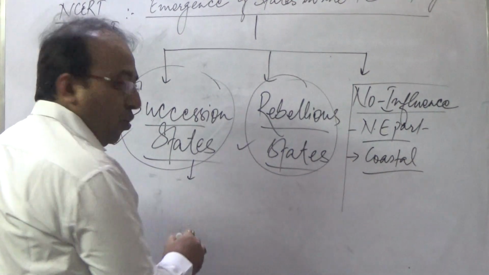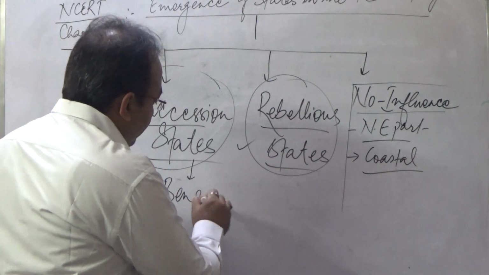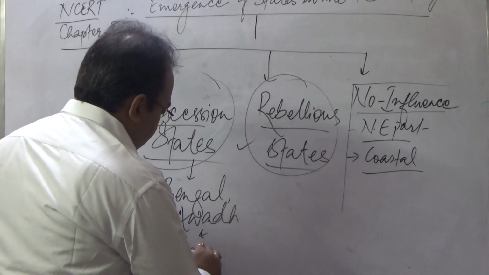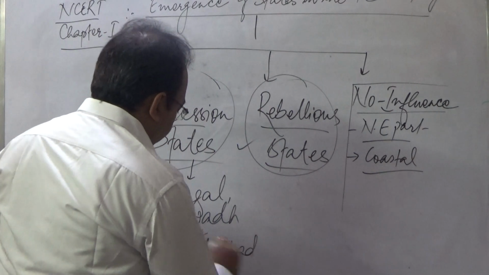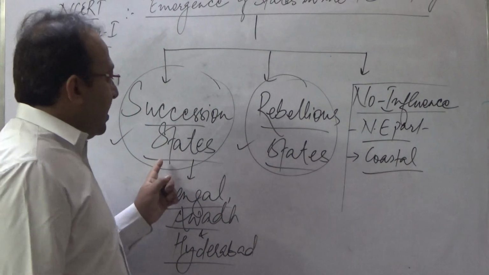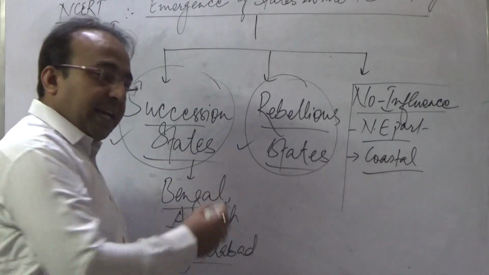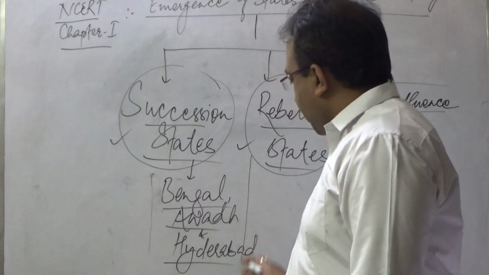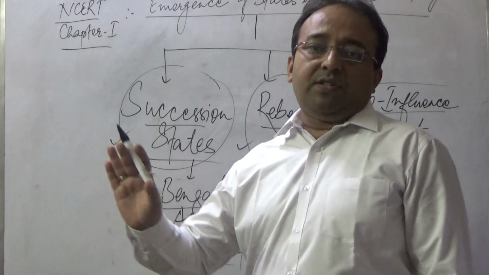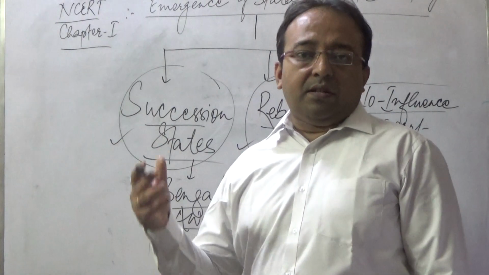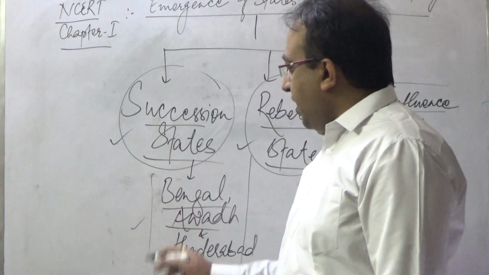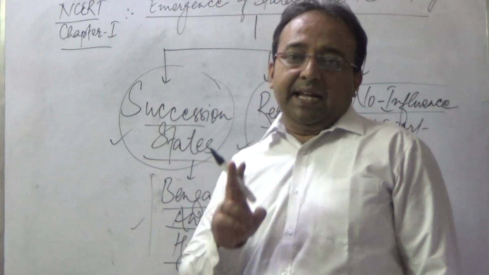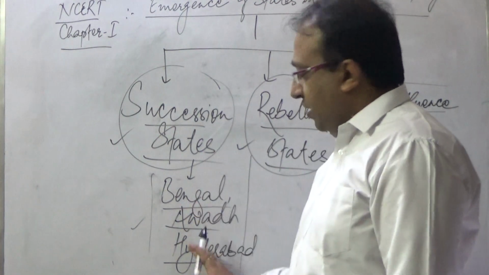So in succession states, we have to look at states like Bengal, Awadh and Hyderabad. They became the succession states. Why? Because they were direct inheritors of the Mughal style of governance or administration. All these regions were founded by Mughal officers only. The Mughal nobles, the governors, the diwans were actually responsible for the foundation of these 3 states, Bengal, Awadh and Hyderabad, in the early 18th century. Alright, so we have to discuss these states.